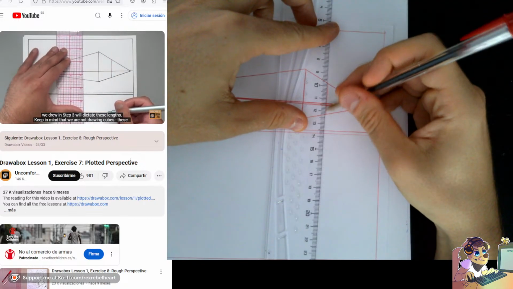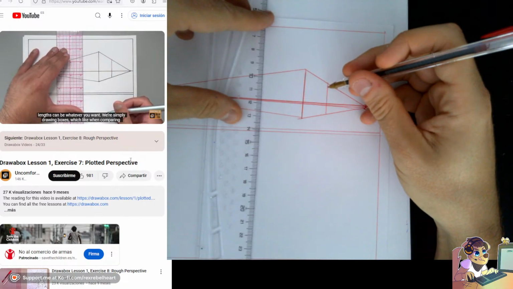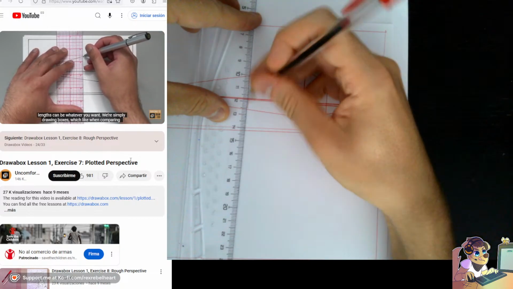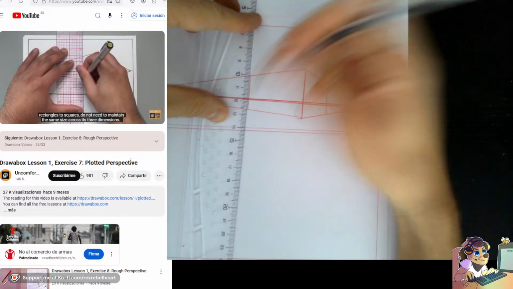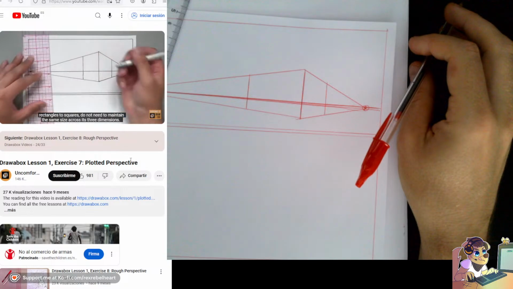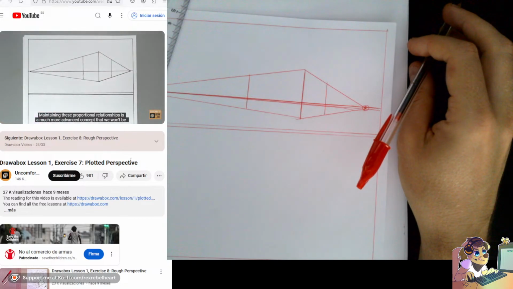Keep in mind that we are not drawing cubes. These lengths can be whatever you want. We're simply drawing boxes, which, like when comparing rectangles to squares, do not need to maintain the same size across its 3 dimensions. Maintaining these proportional relationships is a much more advanced concept that we won't be discussing until much later into the course.